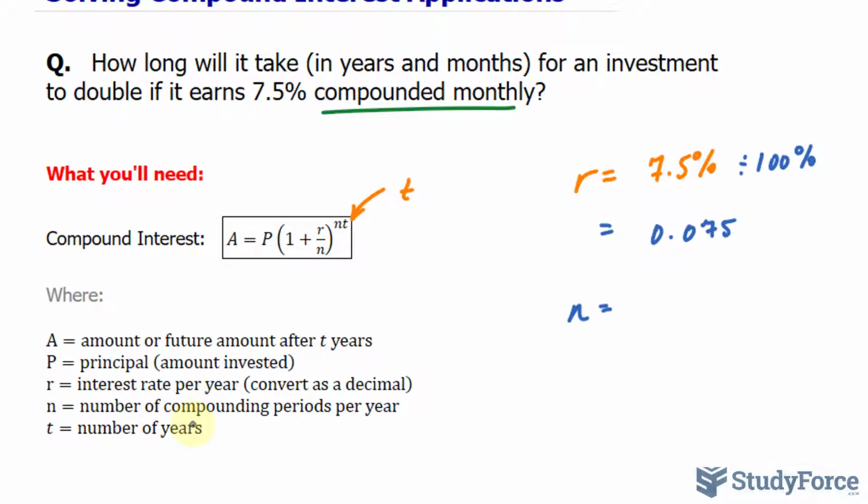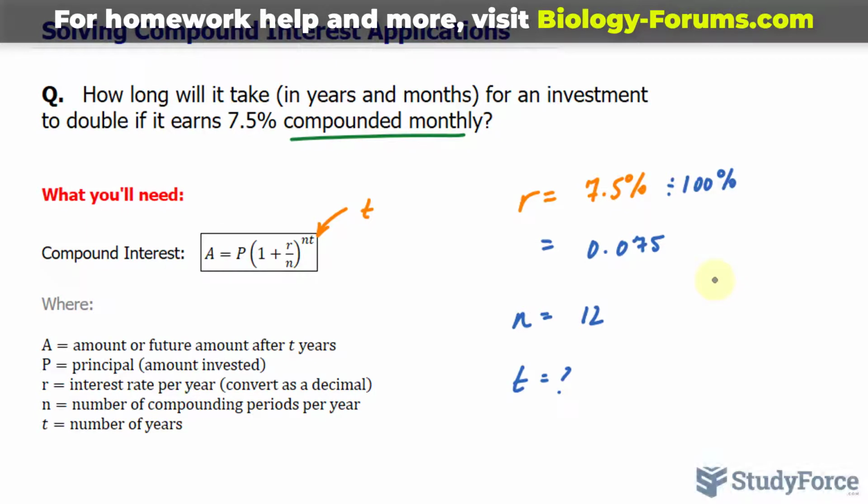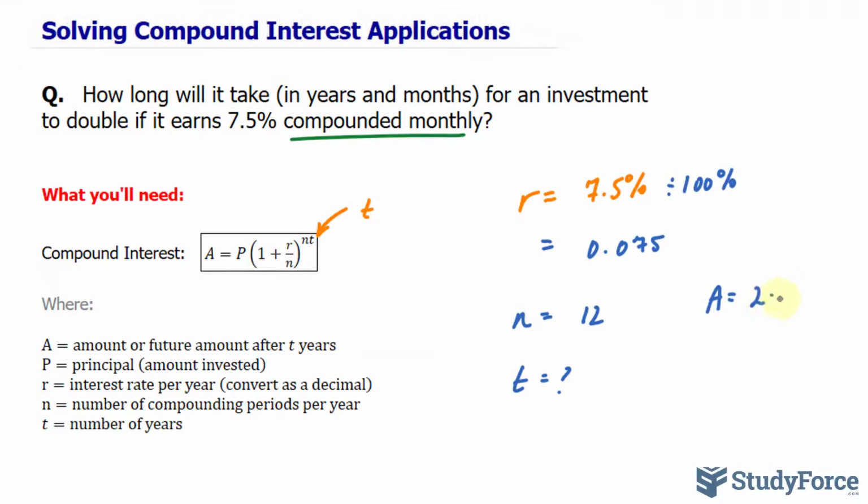It is being compounded monthly, and this will give us insight as to what to set n as, which is the number of compounding periods. Compounded monthly means n is equal to 12 because there are 12 months in a year. T is what we're looking for, so I'll just put a question mark. And the principal, which we assign as the letter P, is related to our amount. We're not told what the principal is or the amount, but what we want is for the principal to double. So I'll set A as 2 times the principal, and the principal will be just left as P.